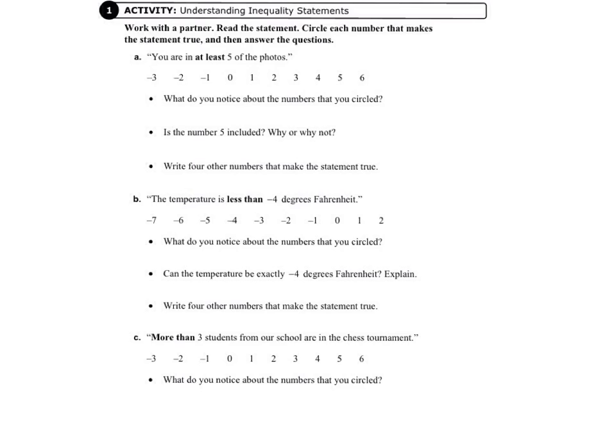Letter A, you are in at least 5 of the photos. So we know that we could be in 5 photos. So we'll circle 5. And we could also be in 6 photos. So at least 5 means 5 or greater. So it says, what do you notice about the numbers that you circled? And what we notice is that the numbers are greater than or equal to 5. So we're going to go ahead and write that for our answer.